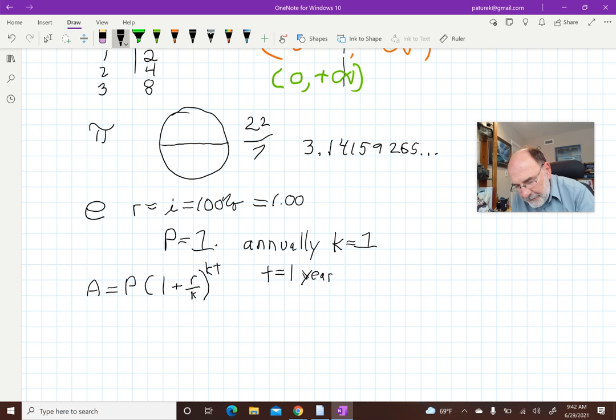And if we start off with a value of 1, then the first time you do this, it's going to be 1 times 1 plus 1 divided by 1, close parentheses, raised to the first power. And this is an equal sign. Okay. You can do this one in your head. You don't need no stinking calculator. What is 1 divided by 1? Oh, that's 1. What is 1 plus 1? That's 2. What is 2 to the first power? That's 2. And what is 1 times 2?